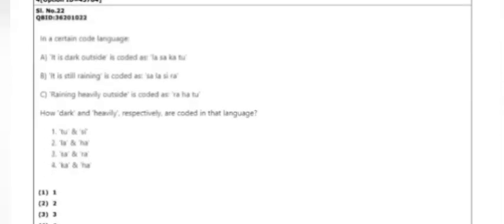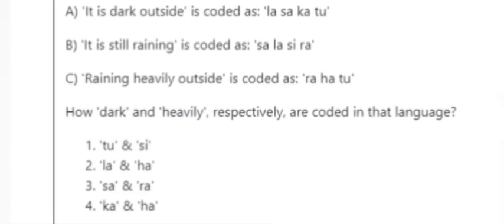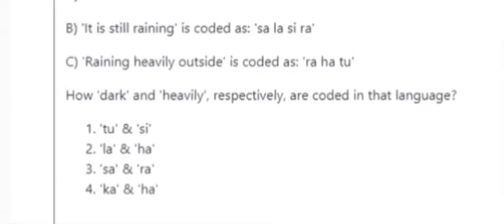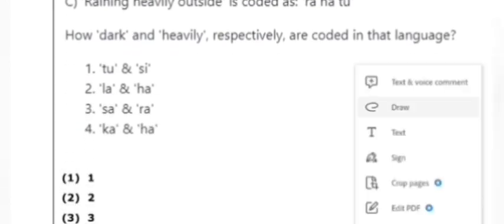Next, 22. In a certain code language, A, B, C are given. A says it is dark outside is coded as La Sa Katu. B, it is still raining is coded as Sa La Sira. C, raining heavily outside is coded as Ra Ha Tu. How are dark and heavily respectively coded in that language? La and Ha, Sa and Ra, Ka and Ha. Number 22, it will be Ka and Ha.